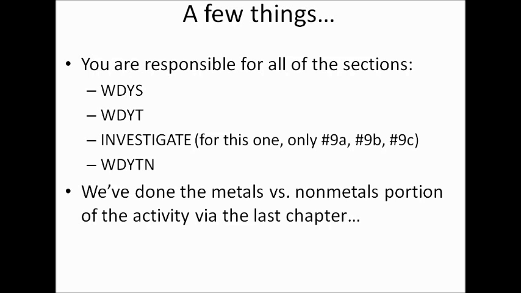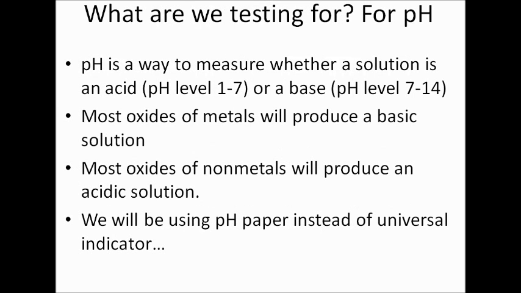So what are we testing for? Well, we're testing for pH. pH is a way to measure whether a solution, or an oxide in this case, is an acid with a pH level of 1 to 7, or a base with a pH level of 7 to 14.